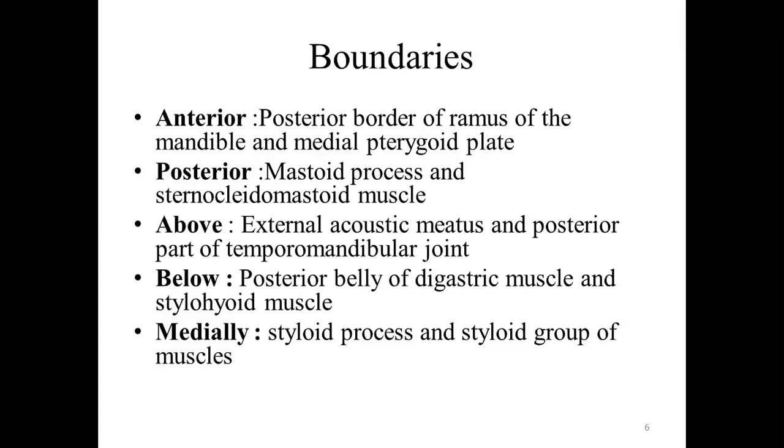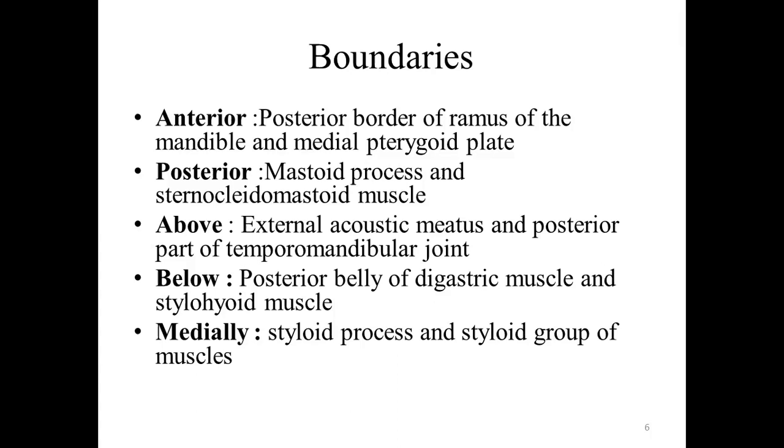Now we'll see the boundaries of this region. Anteriorly, there is the posterior border of the ramus of the mandible, which we can palpate even in our body, and the medial pterygoid plate. Medial pterygoid plate, while studying the skull base, hope you heard about it. Posteriorly, there is the mastoid process, which can be felt behind the ear, and the sternocleidomastoid as well. Above, there is the external acoustic meatus.